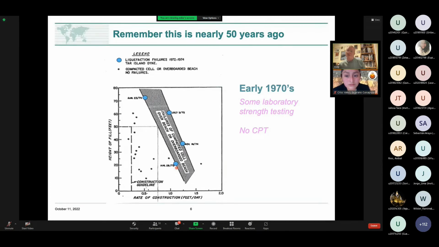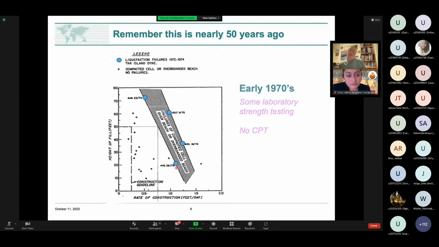There was some laboratory strength testing, but there were no CPTs. It was very much, I'd say in some ways, a fairly primitive engineering. Again, say it's early 1970s, but this dam has continued to be raised over the following 40 years.